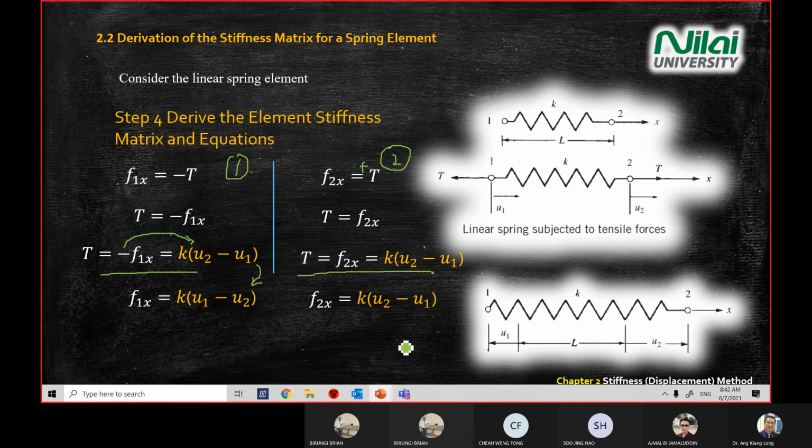Doesn't K also become negative? Which one? Oh, okay, for this one, right? So if you move your negative to the left, you only times negative there, right? Yeah. So you times there. So what happened to this one? If you expand this one, what do you get? KU1 minus KU2, correct?